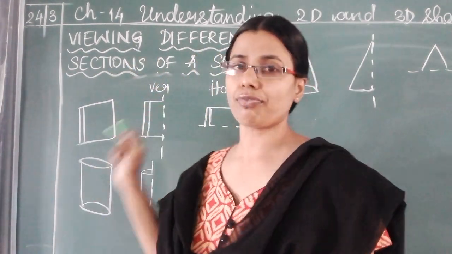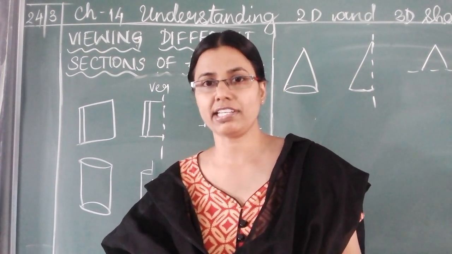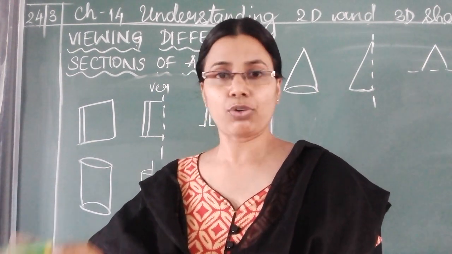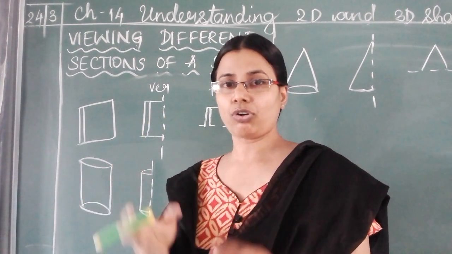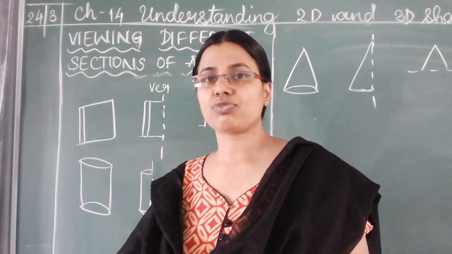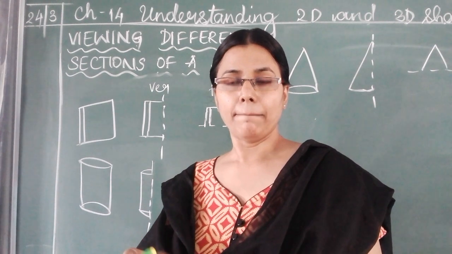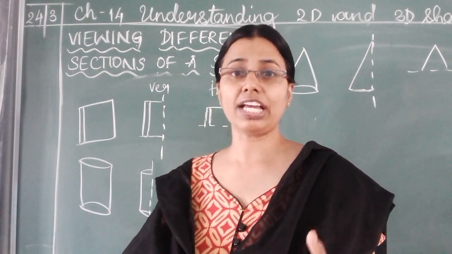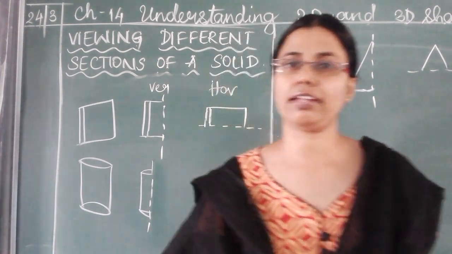Now let's move on to the second way of viewing the sections of a solid. The first way is the kitchen play method or slicing method or cutting method that we have learned, that is horizontal cut and vertical cut, and the cross section that we have learned. The next part is we are going to learn how to view the parts using a shadow play method. Let's look at that.